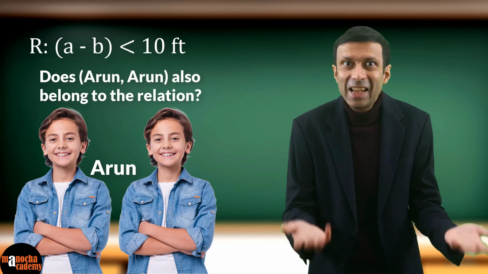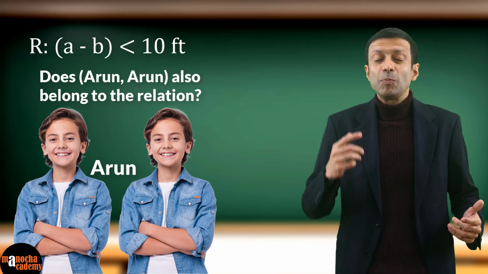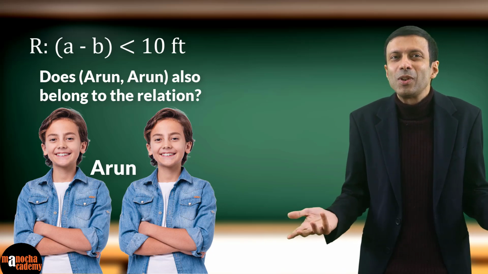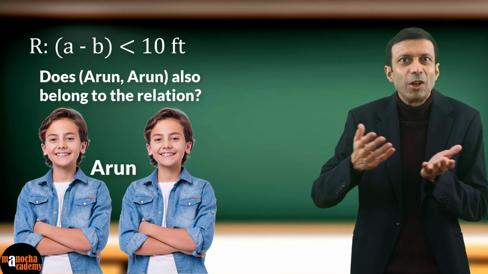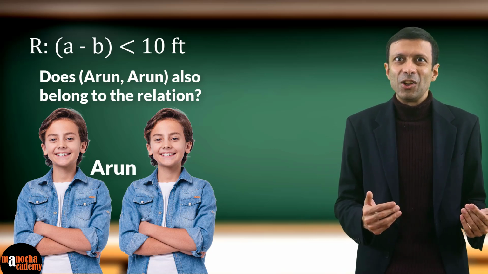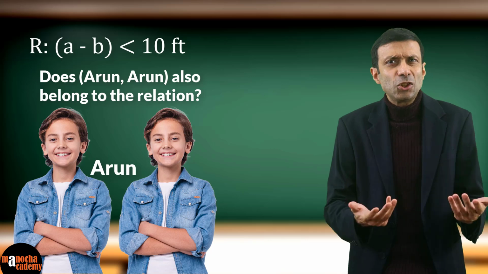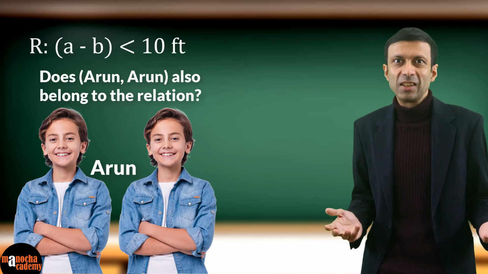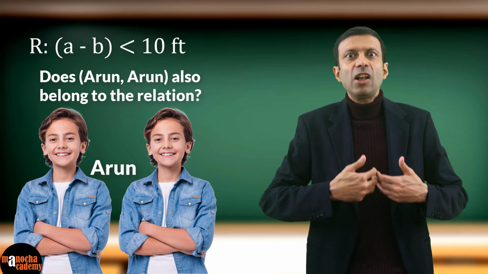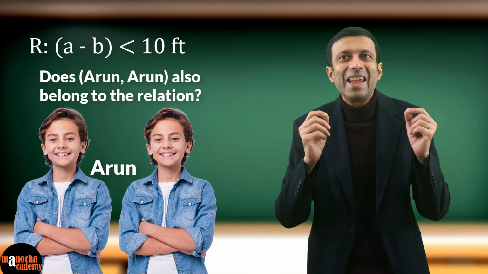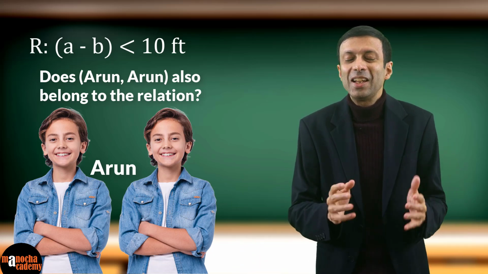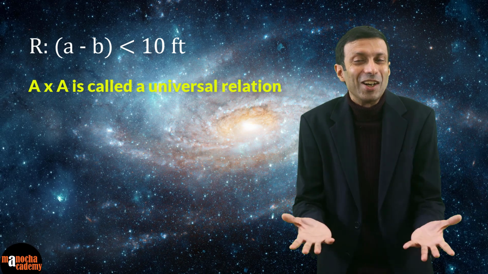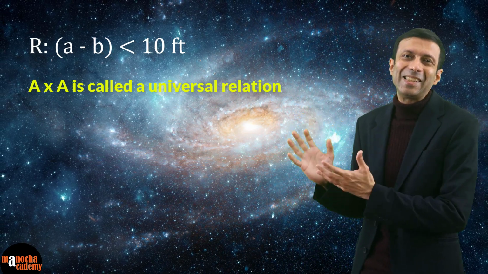The answer is yes. Why? Because the difference in height between Arun and himself, if you measure it, how much will it be? It's going to be 0, right? Because Arun equals his own height, which is less than 10 feet. So (Arun, Arun) or any student, that is (a, a), will also belong to our relation for all the students. So such a relation will contain all the possible ordered pairs in A cross A. And this type of relation is called a universal relation. So like it contains the entire universe. Of course, the universe restricted to our set A here.